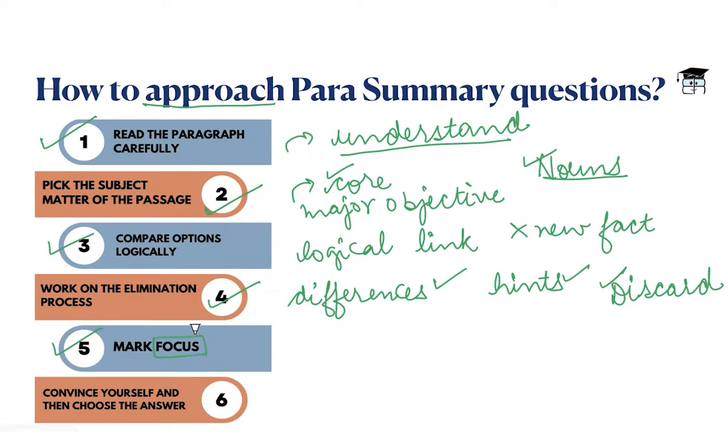Focus means that you have to concentrate. Now, if two options are very close, you should mark the one that maintains focus. The essence is more important than the less valuable information. So you should focus on the essence rather than focusing on the less valuable information provided in the paragraph. Two options might be equally true, but one will talk about the essence while the other will focus on insignificant details. Okay, so you only have to focus on the essence, which is again the major objective of the paragraph.